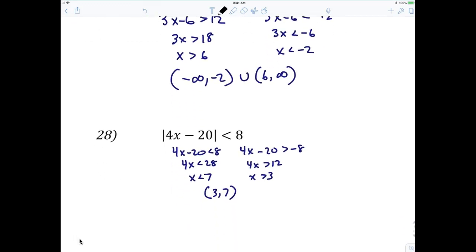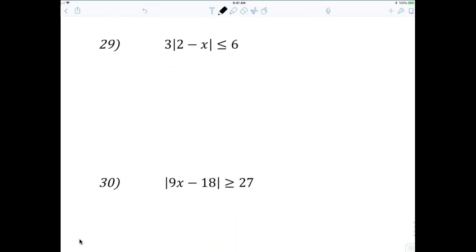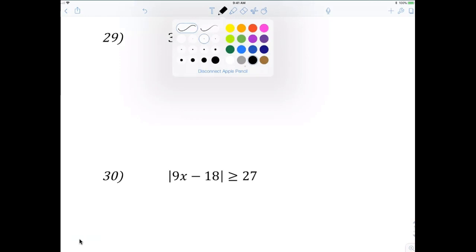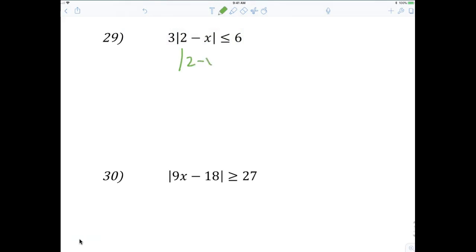Now let's take a look at, I'm just going to skip down because we're going to do 29 and 30, since I did the others. All right. Now we're into absolute value inequalities, which means first thing I have to isolate the absolute value. So I have to divide by 3 first. So we would say absolute value of 2 minus x is less than or equal to 2, right? Then we would write down 2 minus x is less than or equal to 2. And then we would say 2 minus x is greater than or equal to -2.